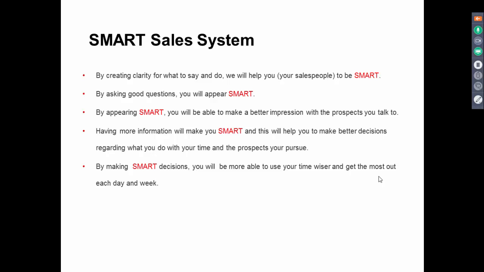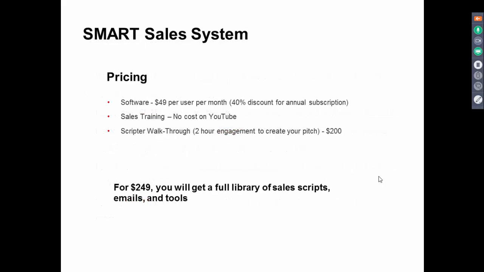And by making smart decisions, you'll be able to use your time wiser and get the most out of each day and each week. By being smart, you will position yourself to sell more, your job will be easier, you're going to make more money, and it's going to be less stressful.